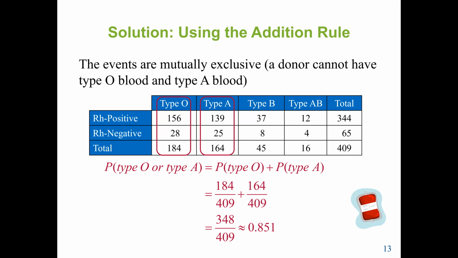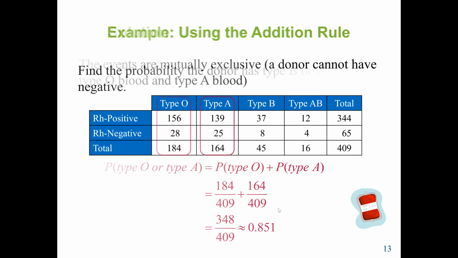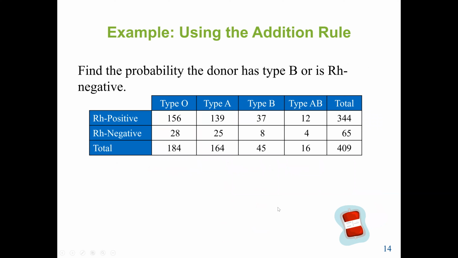Again, solving these addition rules, one of the first things we should know is whether the events are mutually exclusive or not mutually exclusive. Then based on that, we can be able to solve the problem.